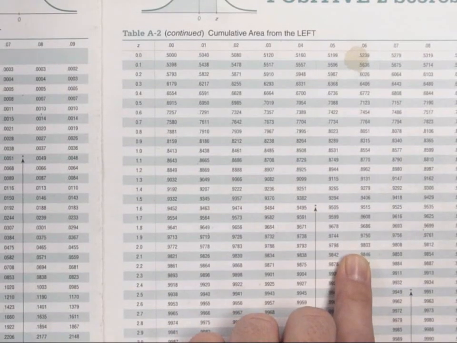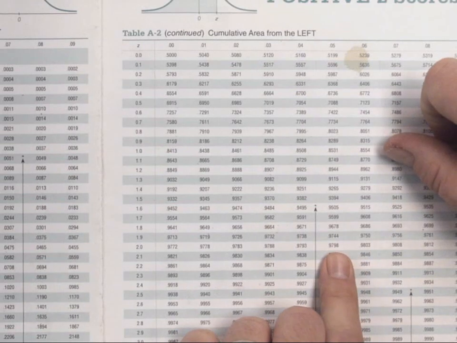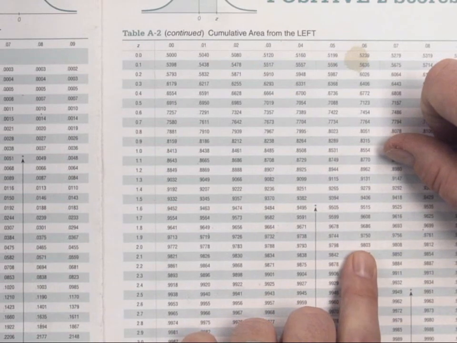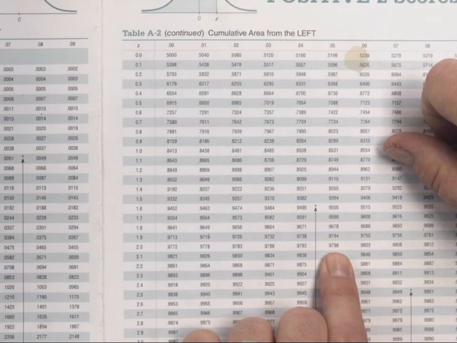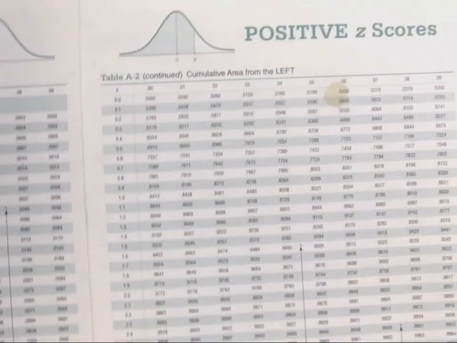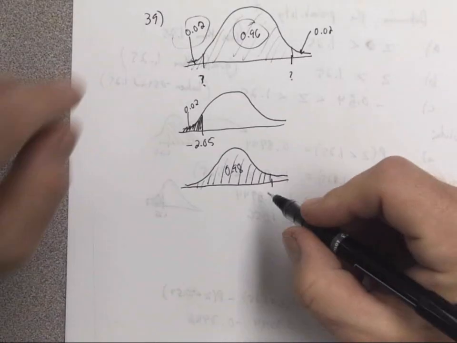You guys got it? Okay, so I see two numbers. I have the 9798 and the 9803. Which one's closer? Yeah, the 98, because it's 2 units away, and this one's 3, right? What number do you get there? 2.05. Why does it match? This is 2.05.